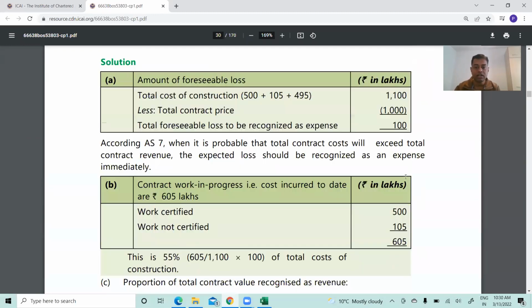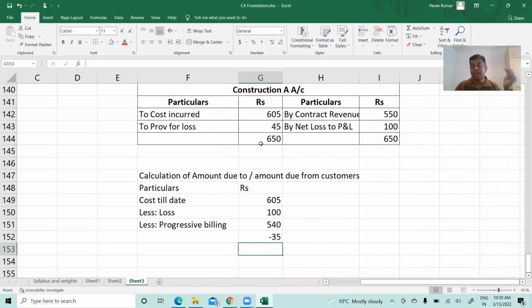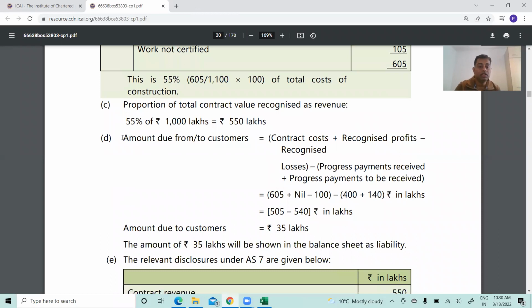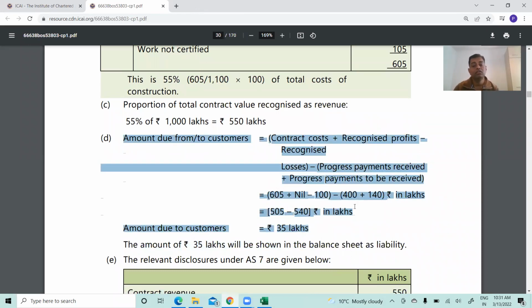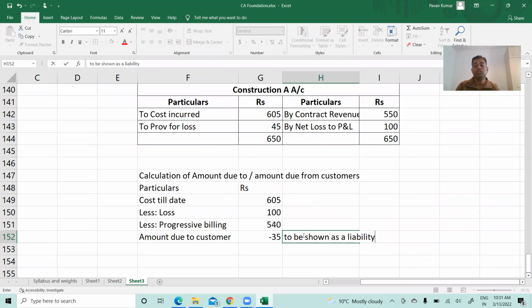So can I take 540? Correct answer. 540. So it is this minus this minus this: negative 35. If it is negative, that means he has already paid more. So is this amount due from or due to the customer? Already he paid more, so we have to give it back. It is a liability. They have written it like this, but you prepare it like a table. This is to be shown as a liability. Obviously, you need to pay, which means it is a liability.